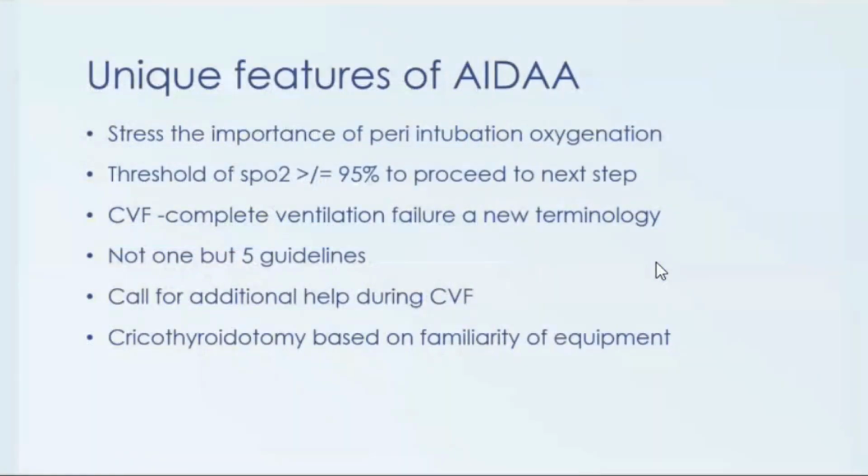Just to summarize, what are the unique features of DAS? They stress the importance of peri-intubation oxygenation. Like I said, if you pre-oxygenate the patient well, you have about 5 minutes of safe apnea time. If you add nasal cannula oxygen at about 15 liters, you can prolong that to 15 minutes. That is 15 minutes of breather that we get to do our work. Again, if it's an anticipated difficulty and we are able to use THRIVE, that can prolong it up to 40 minutes. So we have 40 minutes of breather here.